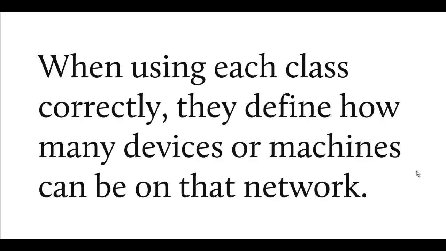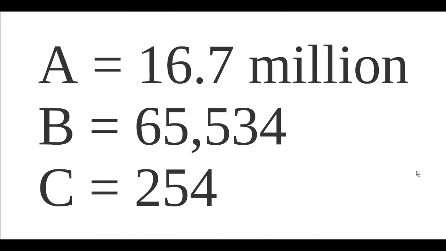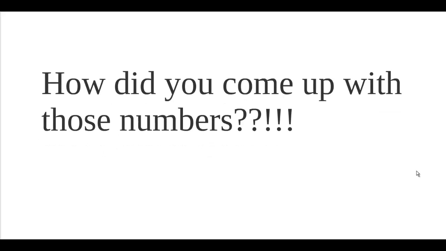If I actually use these classfully, it actually will tell me how many devices, machines, PCs, phones, tablets I can actually have in that network. And those numbers are, for Class A, 16.7 million and some change, but what's a couple 100,000 between friends? Class B, a total of 65,534, or Class C, just a mere 254. Well, how do I come up with these crazy numbers?